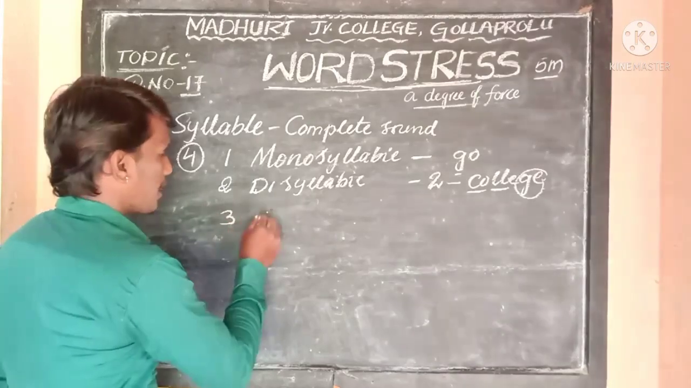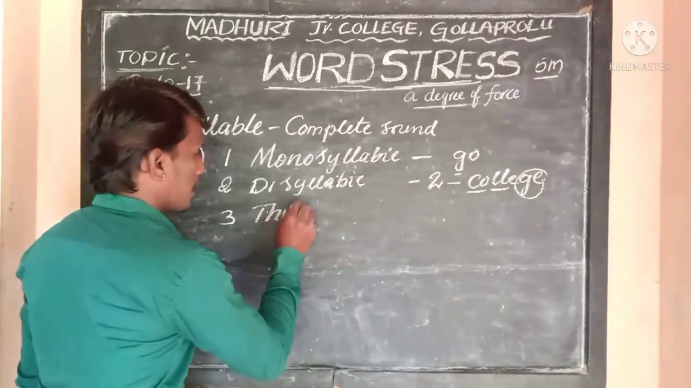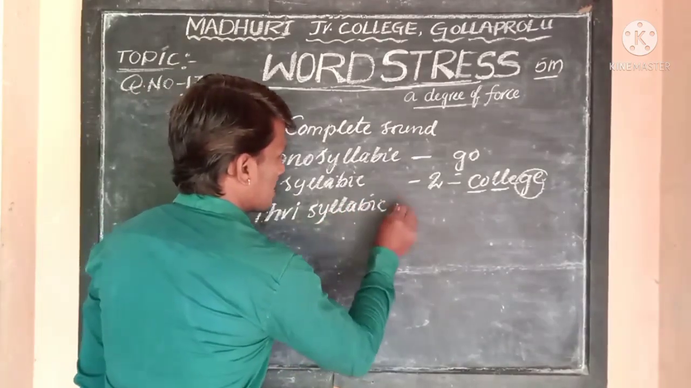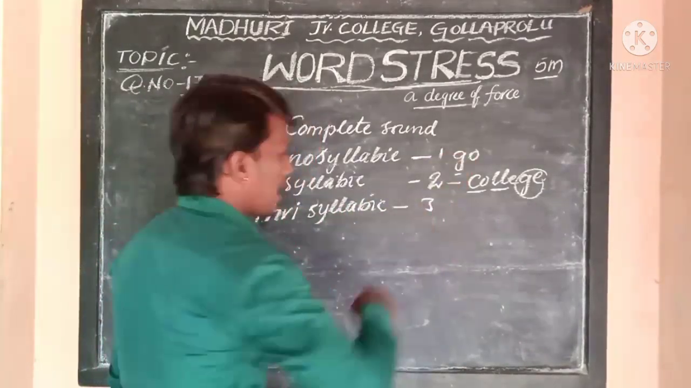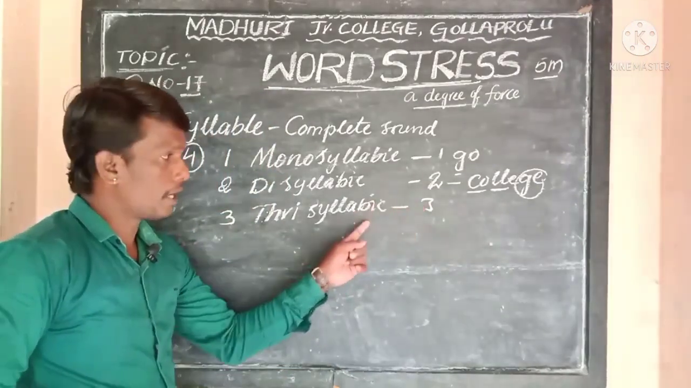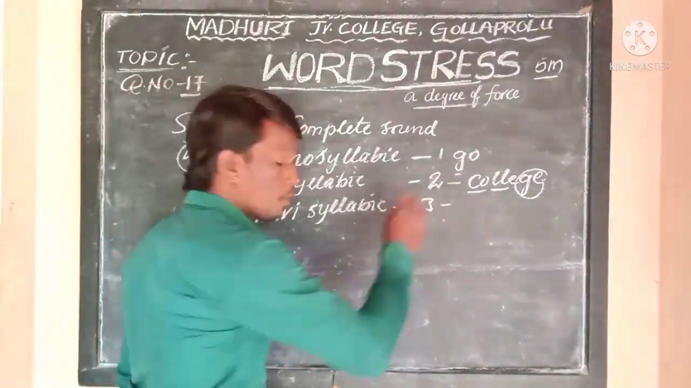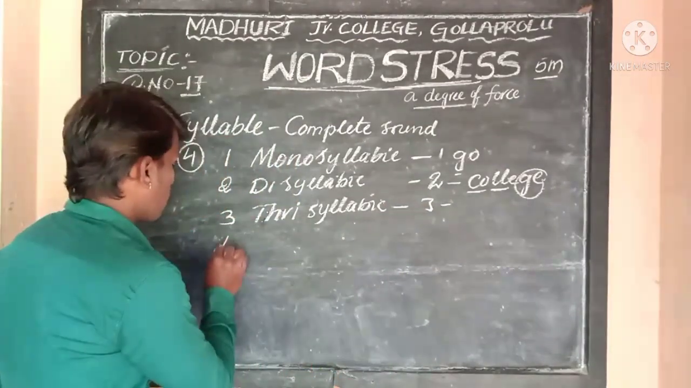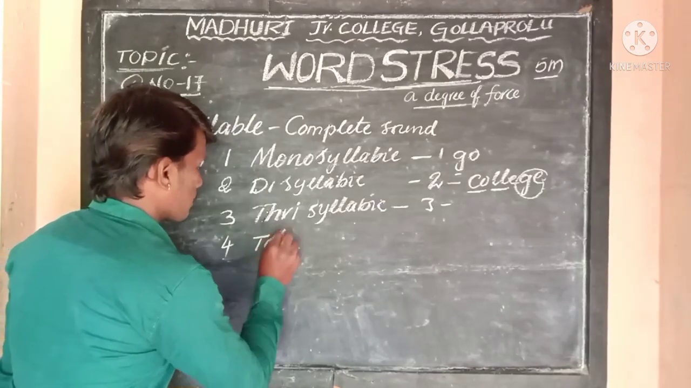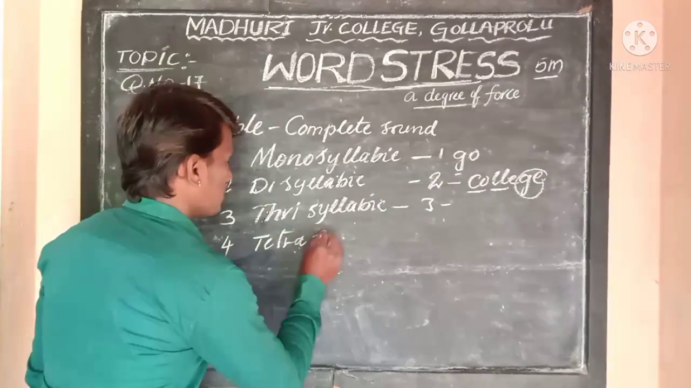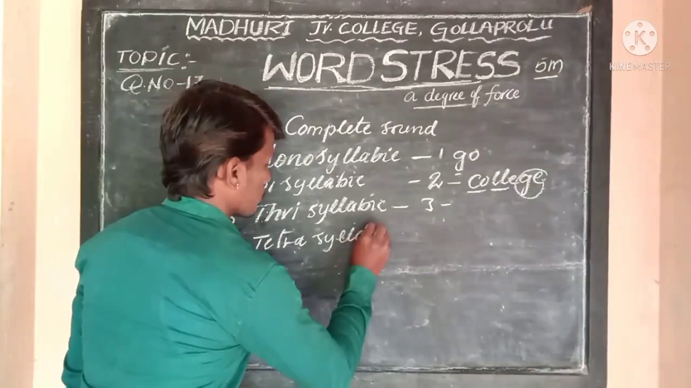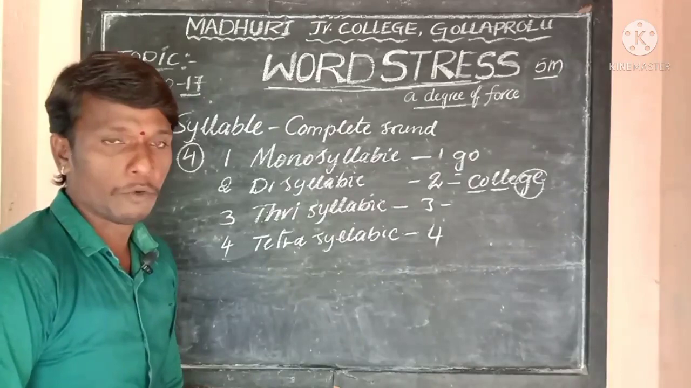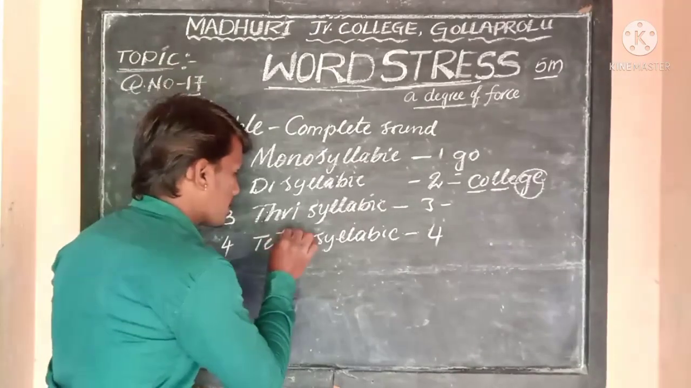And now, the trisyllabic word. A trisyllabic word means a word has 3 syllables. If the word has 3 syllables, that is a trisyllabic word. And the last one is the tetrasyllabic word. That means a word has 4 syllables. If a word has 4 syllables, that is a tetrasyllabic word.